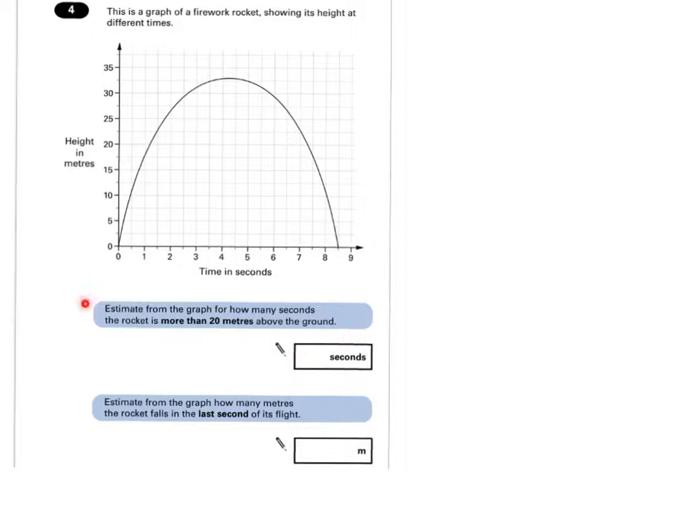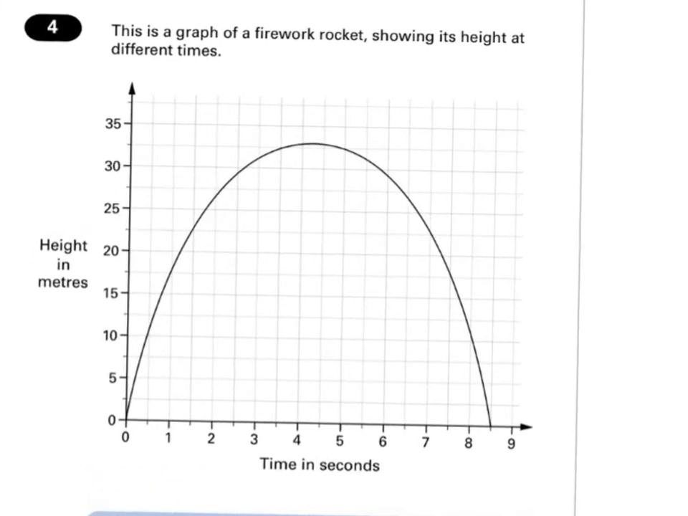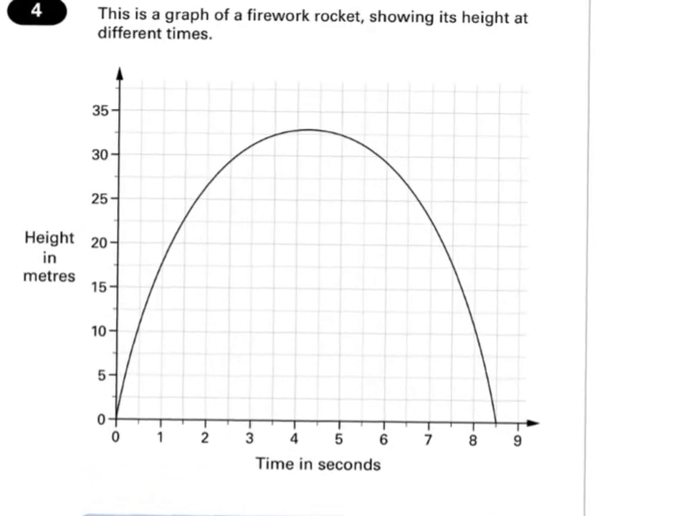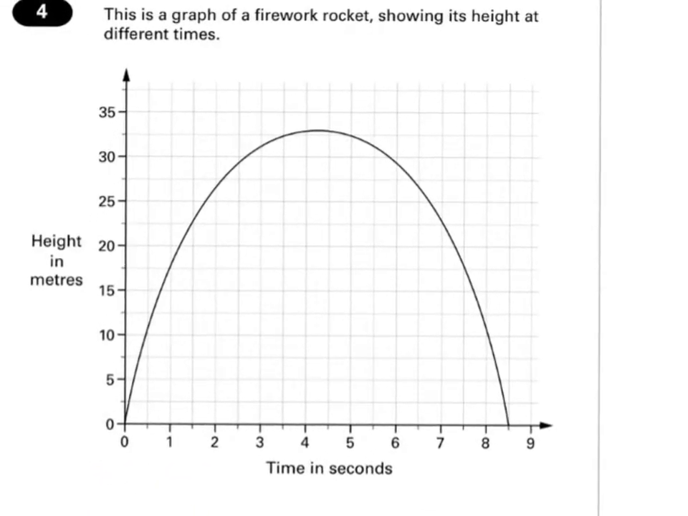We're asked in the first part here, estimate from the graph for how many seconds the rocket is more than 20 metres above the ground. I'm just going to enlarge the graph a little bit. In order to do this, we need to add some lines onto the graph. Because we're asked for when the rocket was more than 20 metres, we need to find 20 metres and put a horizontal line across here. Make sure that you use your ruler for this. I'm going to have to draw it freehand, so here we go.